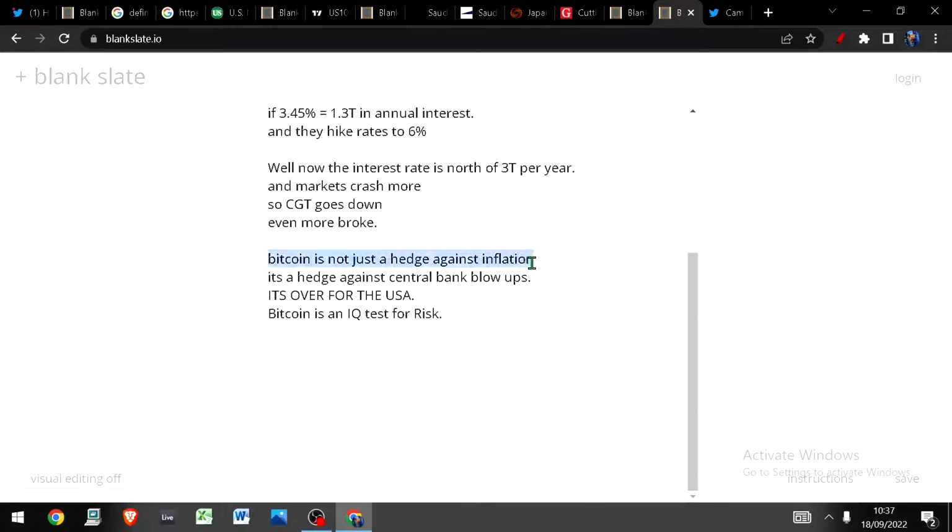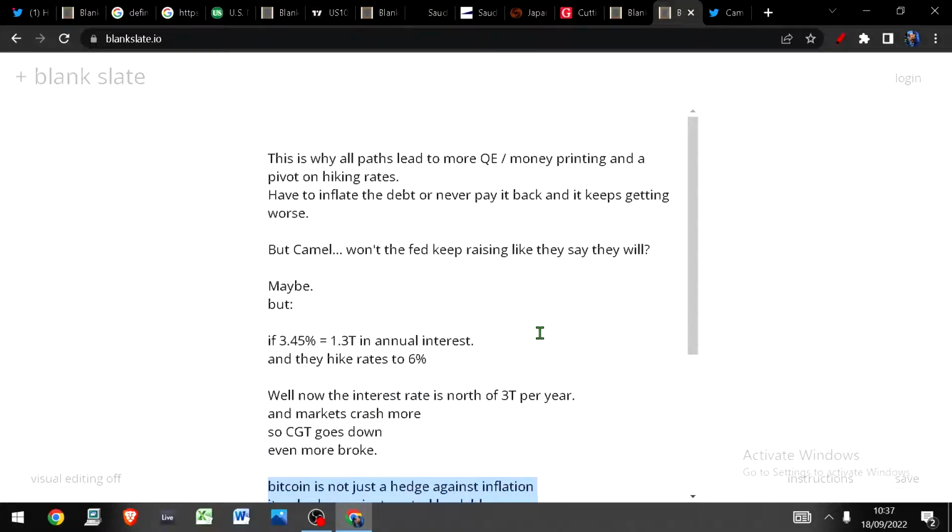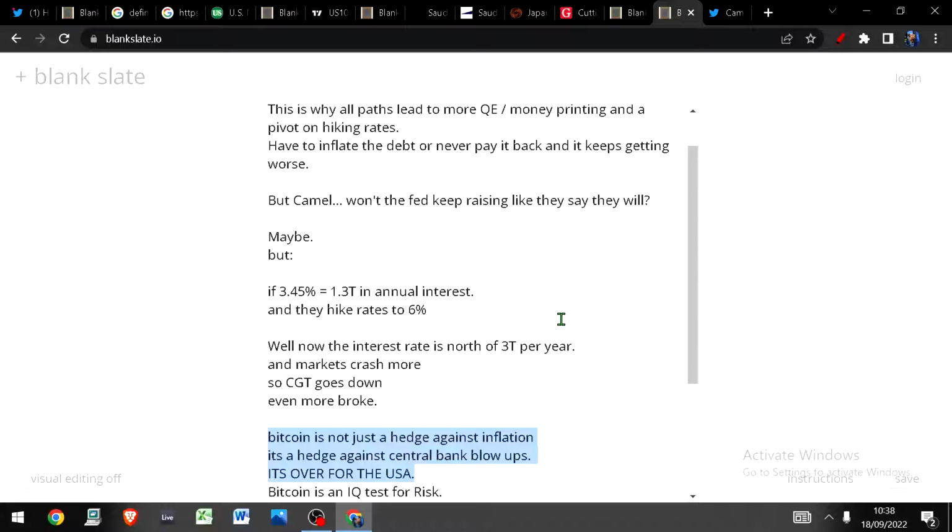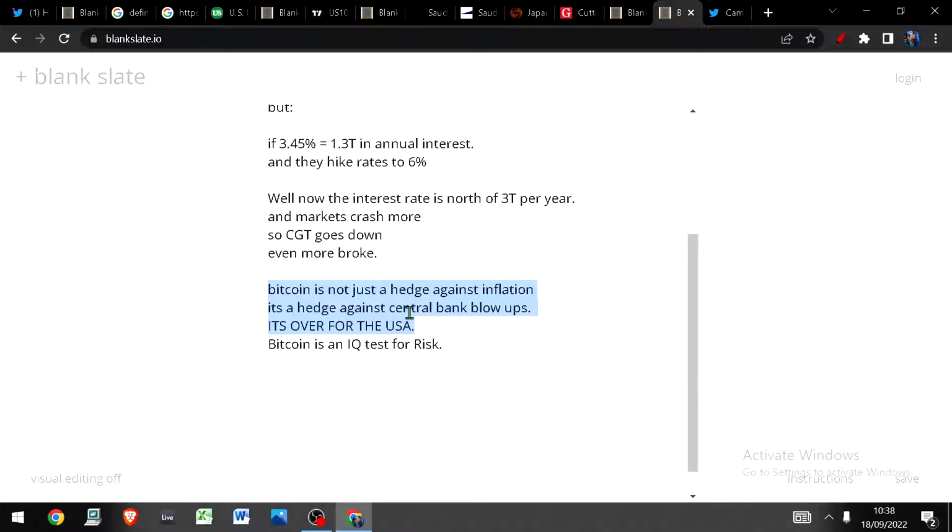Bitcoin is not just a hedge against inflation. It's a hedge against central bank blow-ups. It is over for the US. How can you look at these numbers and come to any other conclusion? It is completely over for them.